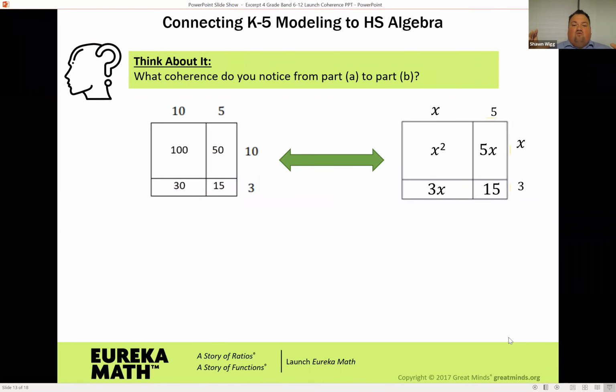So what I'd like you to do: we did that K-5 modeling with the high school algebra modeling. When you think about coherence, we've talked about what that means with the standards in the material. What coherence do you notice from part A to part B? Take about 30, 45 seconds. Let's think about it, and then we'll share out. Let's hear some of your thoughts. Okay, how about over here? What's some coherence things you notice?